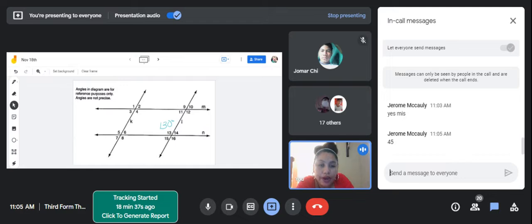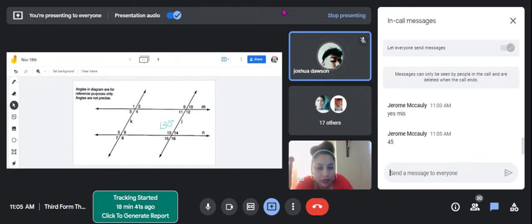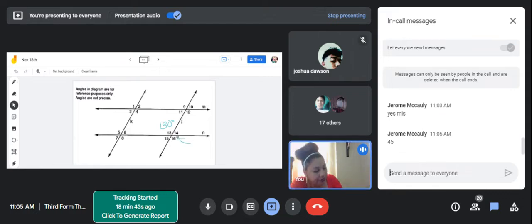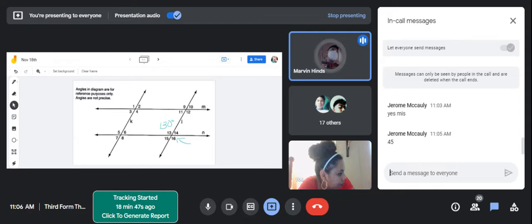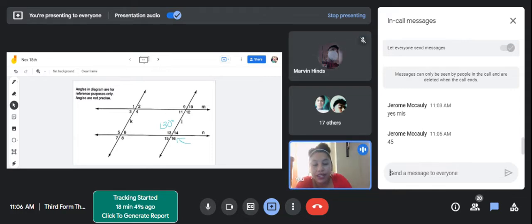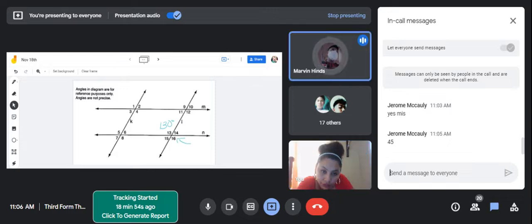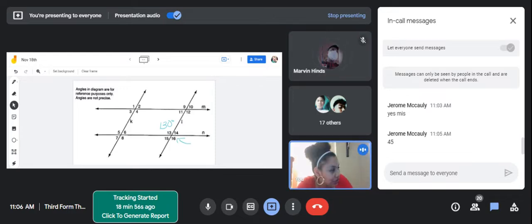Very good. And what do you have to find? Angle 16. What is the answer for angle 16? 130, miss. Very good. And what is your reason? Adjacent angles. It's not an adjacent angle.